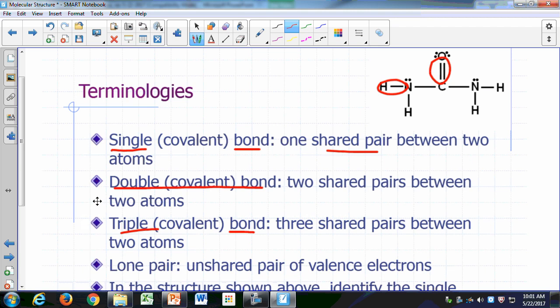A lone pair, as mentioned earlier, would be an unshared pair of electrons, so that's a lone pair right there. So you have how many lone pairs here? 1, 2, 3, 4 lone pairs.